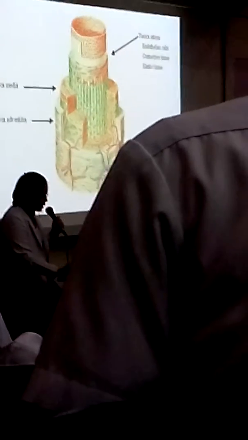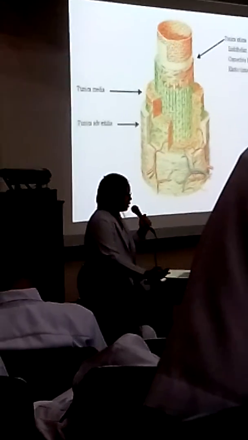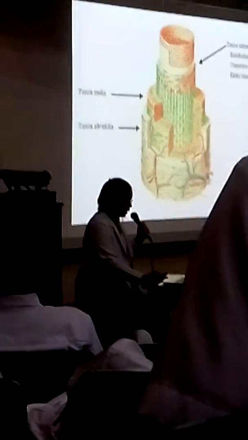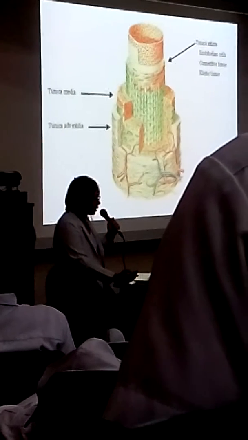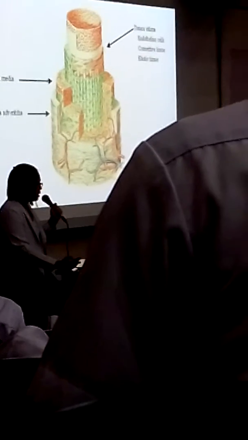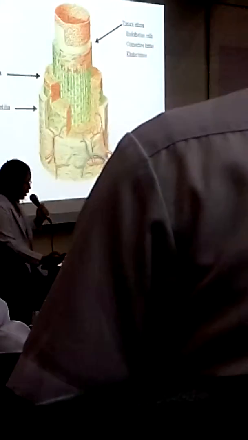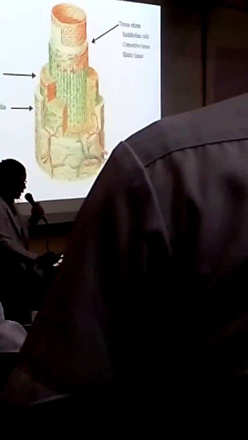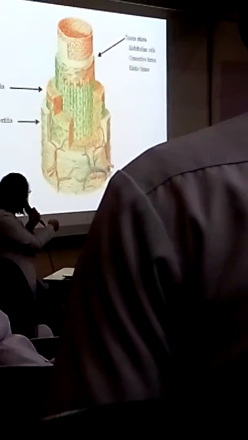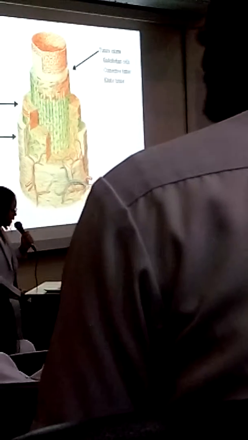So the tunica media is basically composed of your smooth muscle. How are they arranged? Circularly arranged. And in between the smooth muscles are your what? Is it collagen? It is elastin. It's the elastic membrane. So the external elastic membrane separates your tunica media from your tunica adventitia. So basically, it is the outermost part of your tunica media.